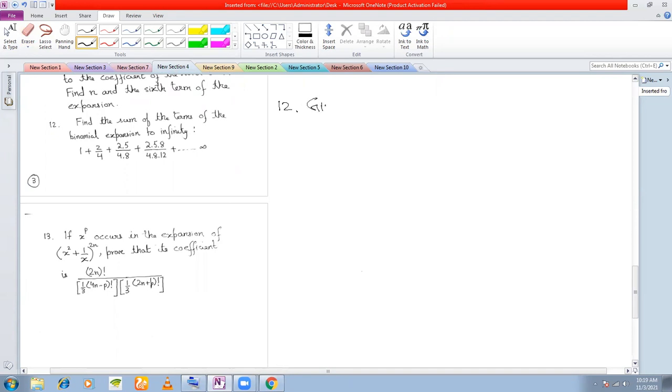So given series 1 plus 2 by 4 plus 2 into 5 by 4 into 8 plus 2 into 5 into 8 by 4 into 8 into 12 plus up till infinity. Okay, we have to find out the sum of the series.